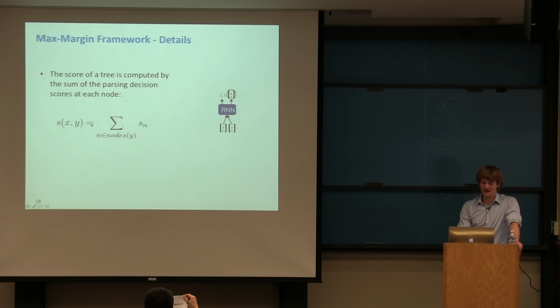So let's define here the score of a specific sentence X with a specific tree Y. We basically look at all the nodes that that tree had, and we compute the scores at each of these nodes. And again, these scores here were just simple inner products with the same U vector.